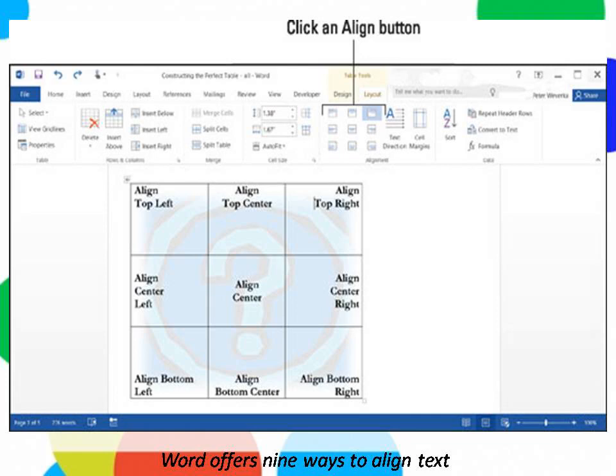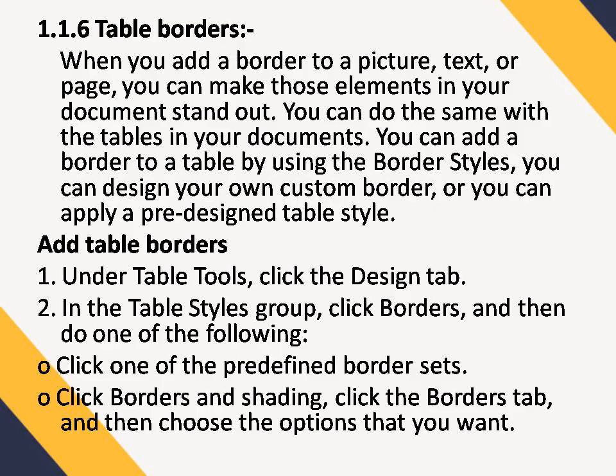Next is table border. Now, how to use border around your table, that we will learn now. When you add a border to a picture, text or page, you can make those elements in your document stand out. You can do the same with the tables in your documents. You can add a border to a table by using the border styles. You can design your own custom border, or you can apply a pre-designed table style.